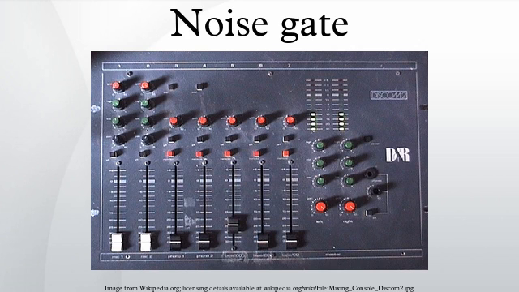In its most simple form, a noise gate allows a signal to pass through only when it is above a set threshold. The gate is open. If the signal falls below the threshold, no signal is allowed to pass. The gate is closed.